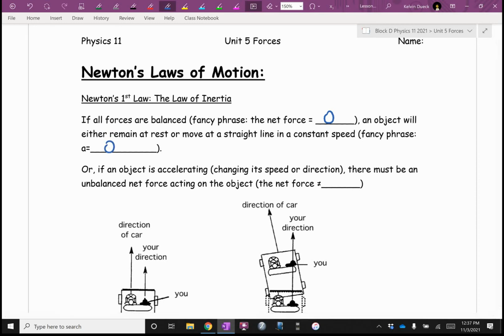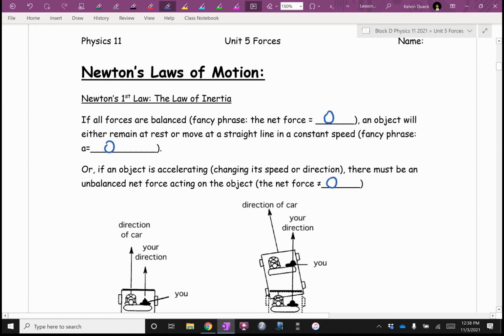Is the object accelerating? No, then the net force is 0. I can tell you that as a law in the universe. Oh, is the net force 0? Then the object can't be accelerating. It's a nice law because it works in both directions as well. If an object is accelerating, and remember, you can accelerate either by changing your speed or your direction, or both, then there must be an unbalanced net force on the object. In other words, the net force cannot be 0.